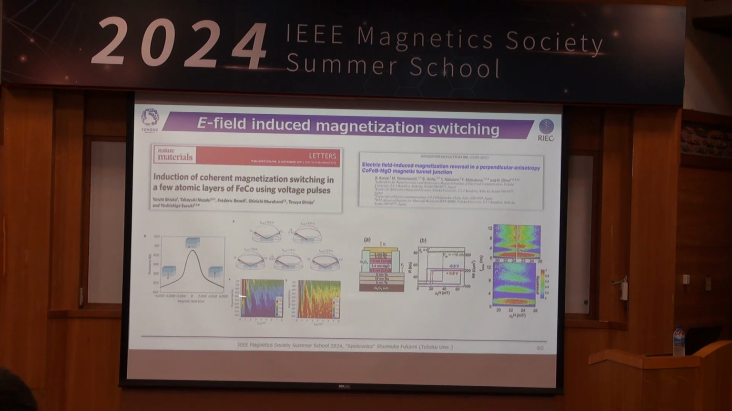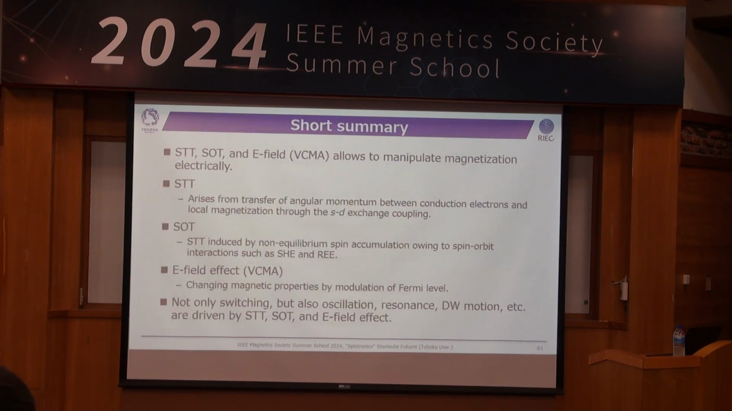And this is the paper by the team of Osaka University. They showed the magnetization switching in the in-plane systems, and the perpendicular magnetization can also be switched by giving the electric voltage. So this is all for the electric field effect to induce the magnetization switching.